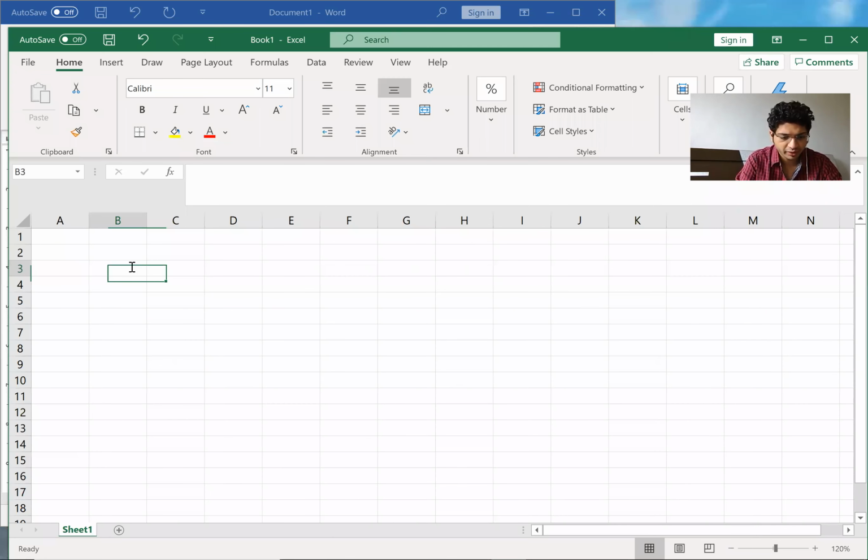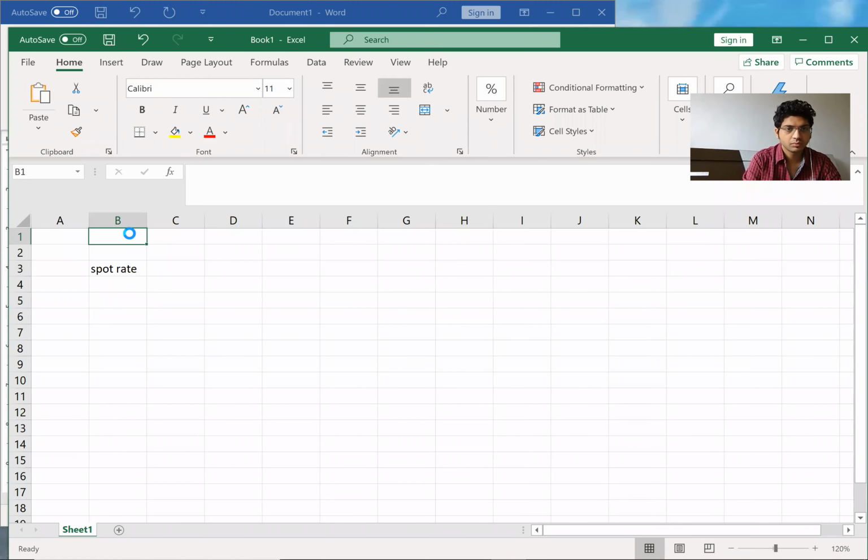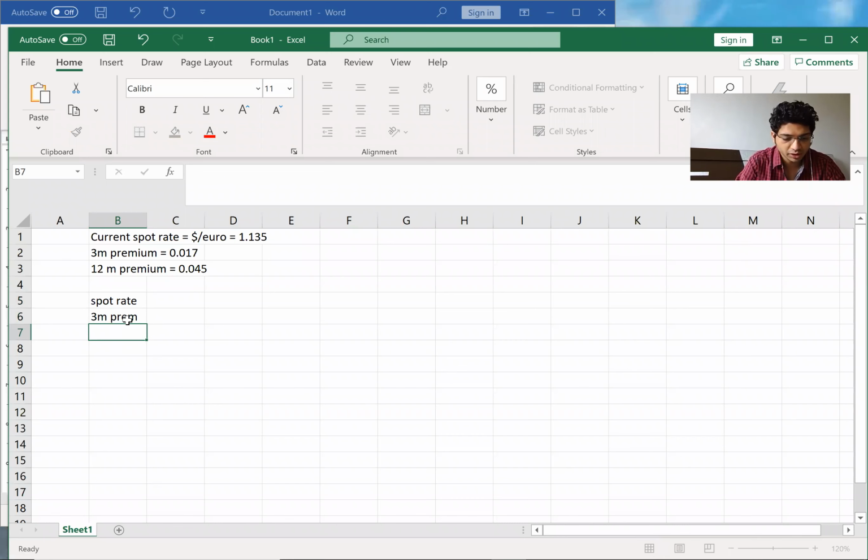So spot rate. What is spot rate? Spot rate is given as 1.135. I'll just copy this down. Okay, so spot rate is 1.135. So 3 months premium gives me 3 months forward rate. So spot rate plus 3 months premium gives me 3-month forward rate.